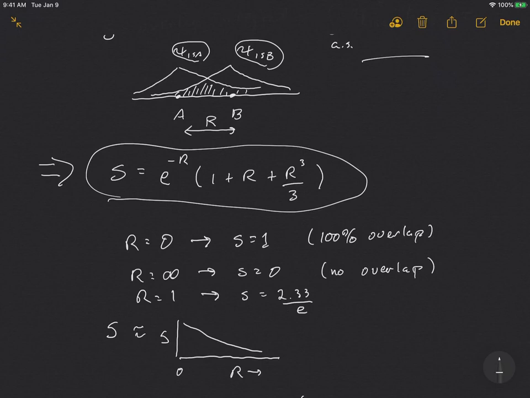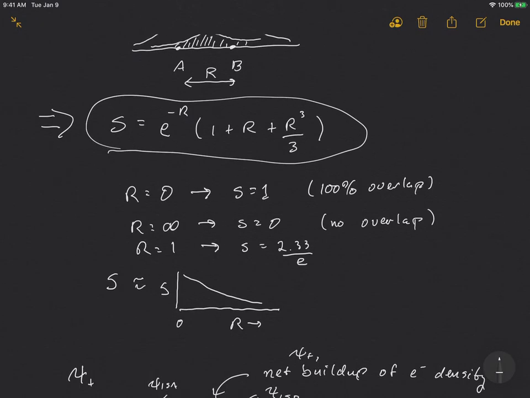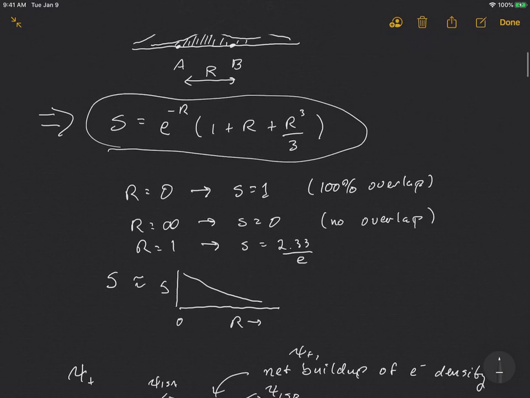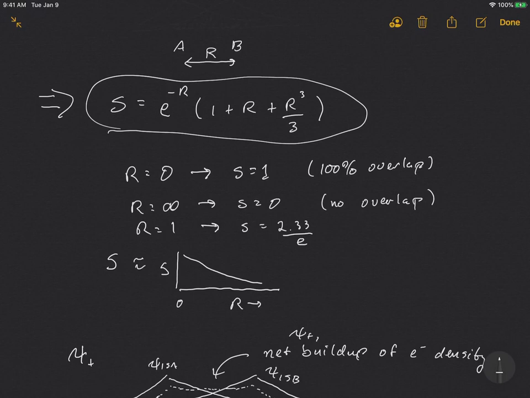This is starting to give us a picture for what this overlap integral looks like, and it should look roughly like this graph here, where we have S as a function of R, with a more or less exponential decay. Of course, it's not going to look exactly exponential. There are these other polynomial in R terms, but that gives us some idea of how this varies as a function of R, and it's good to have that in mind as we move on to the next steps.